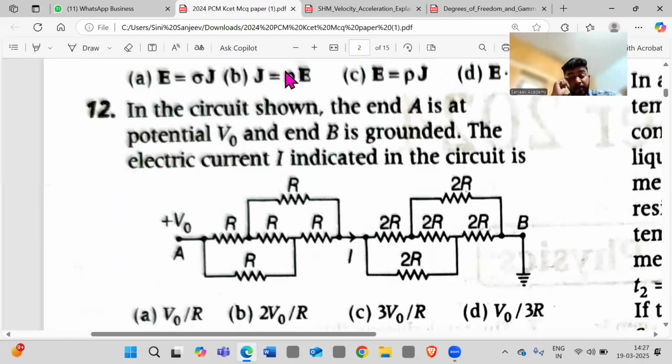12th question. What kind of circuit is this? Can anyone tell me? Let me see in the chat option. What kind of circuit is there in this 12th one? Is this the first time anyone is seeing the circuit, or have you seen this before?